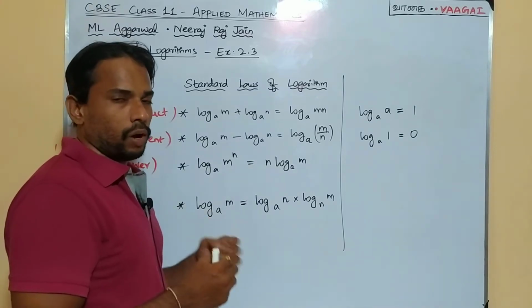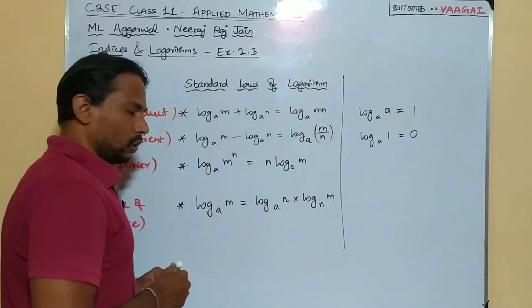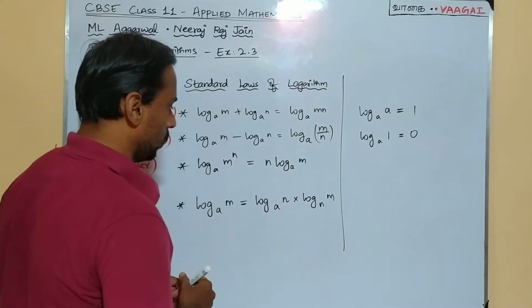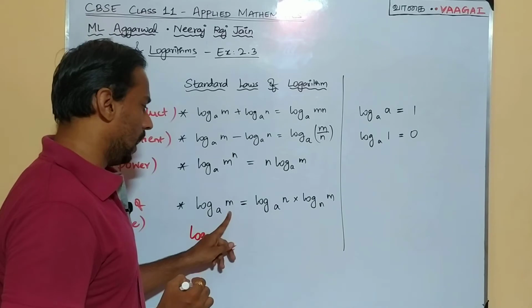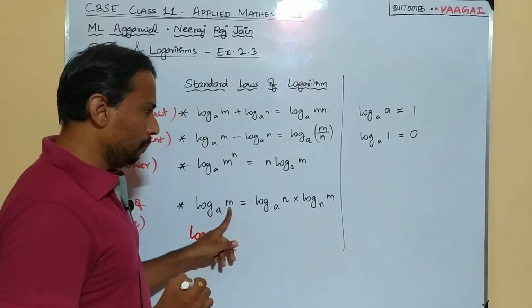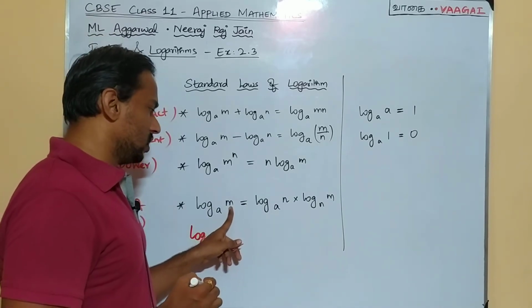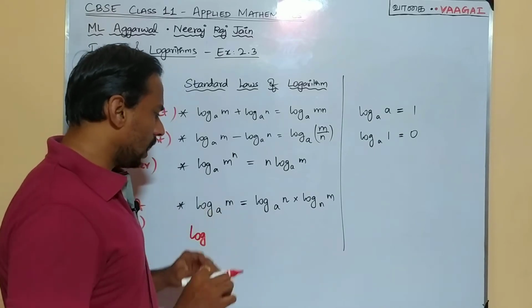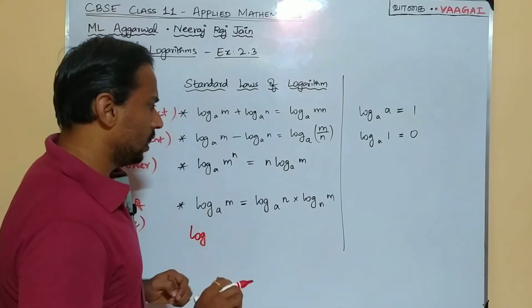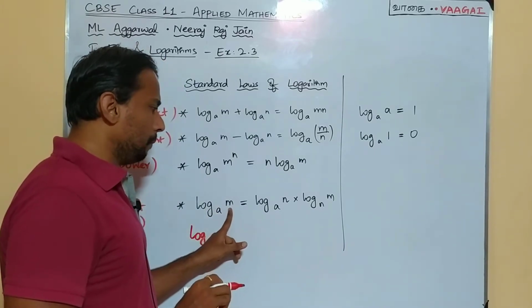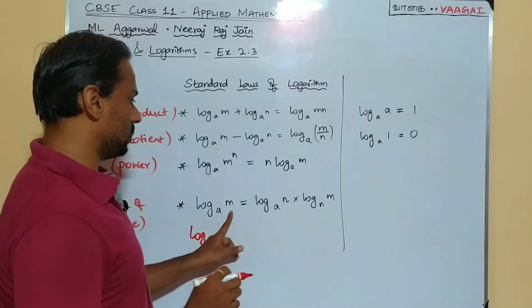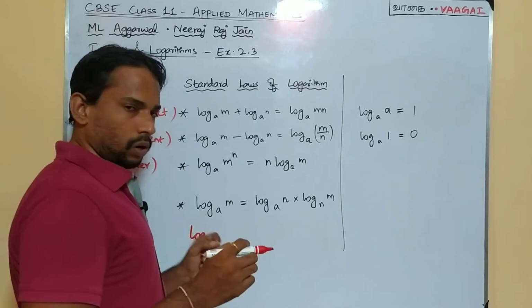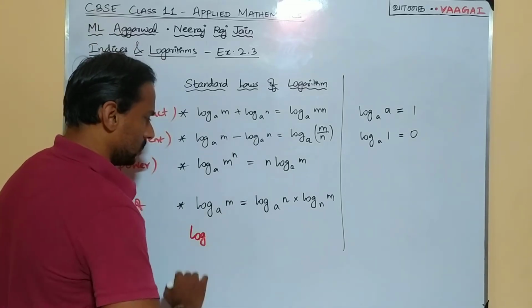Just carefully see what I'm going to do here. I'm just going to do a small replacement. What I'm going to do is take this m as a itself. Let me just see what will happen if we take this m as a.